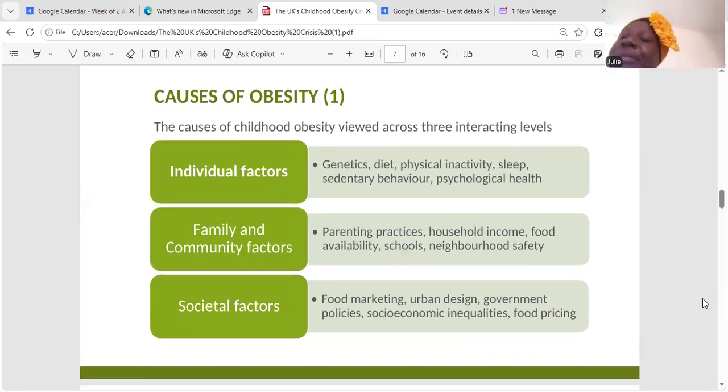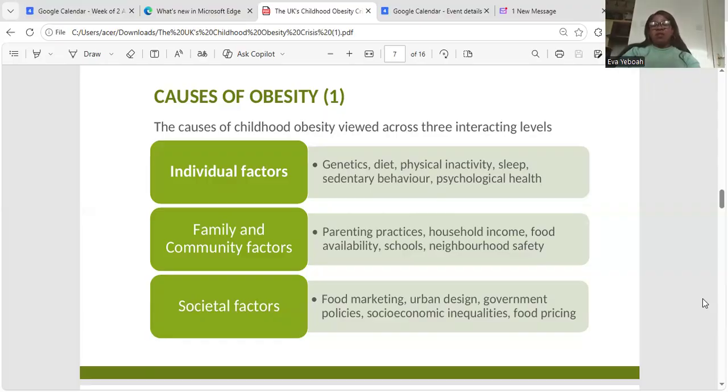Eva. Eva Yeboah. I'm here to speak on causes of obesity. The causes of childhood obesity are viewed across 3 levels. They are individual factors, family and community factors, and societal factors.